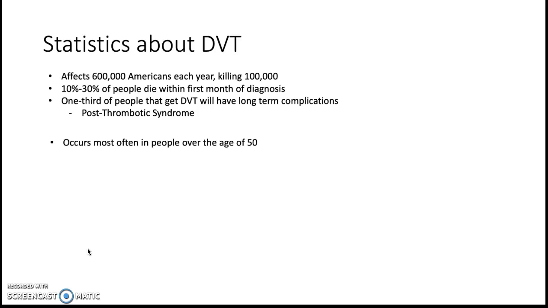DVT occurs most often in people over the age of 50, and it is more common in women. As I stated earlier, pregnancy is a common risk factor for DVT, so this puts women at a higher chance of developing DVT. So some quick fun facts about it.